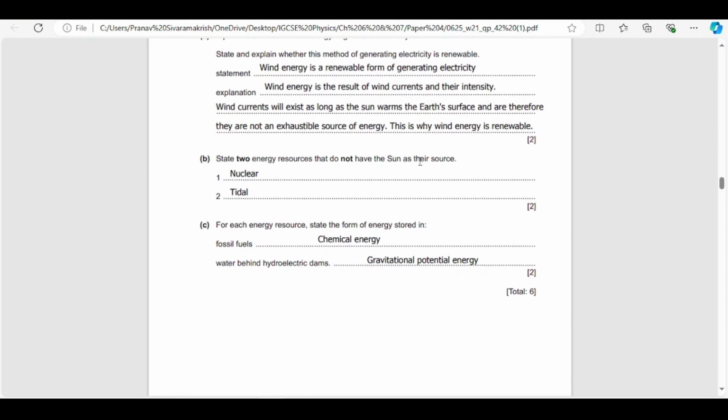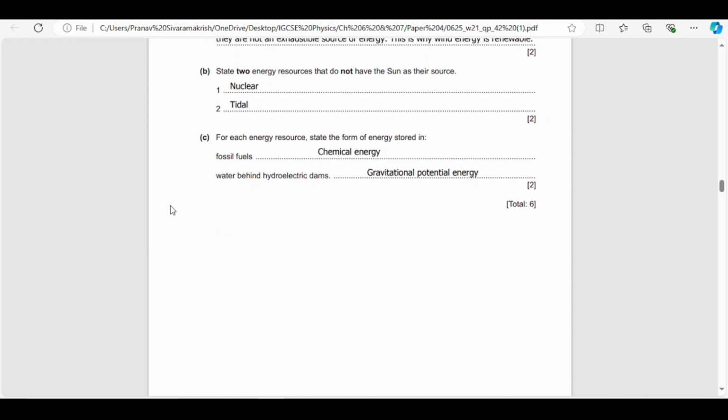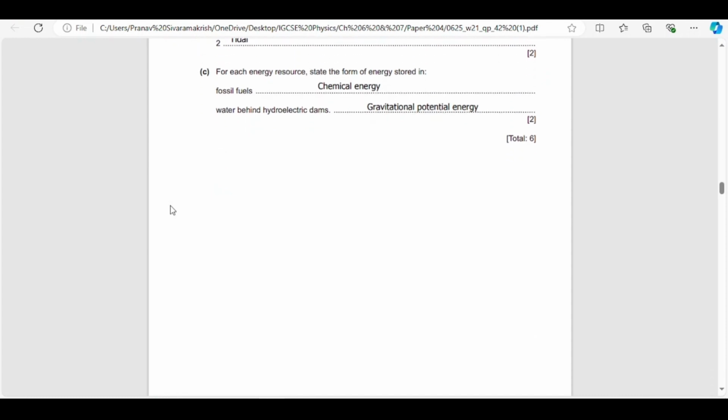State two energy sources that do not have the sun as their source. Again, you see this repeating in a lot of papers, so it's very useful to keep this in mind. So nuclear and tidal are good contenders. You can also say geothermal. For each energy source, state the form of energy stored in it. So you've got fossil fuels, which have chemical energy stored in them, and you've got water behind dams, which essentially has gravitational potential energy of the reservoir.